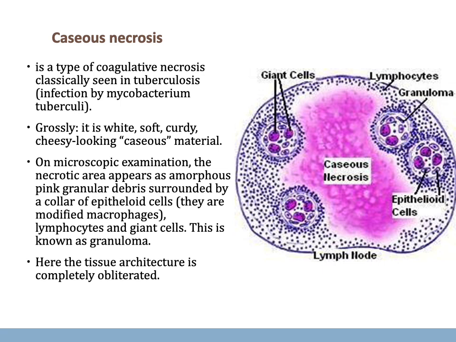Now, caseous necrosis is a special type of necrosis that is seen in long-standing infections, including but not limited to TB. And it is called caseous necrosis because of how it looks grossly. Caseous, cheesy. So it looks like cheese. Yellow, curdy.